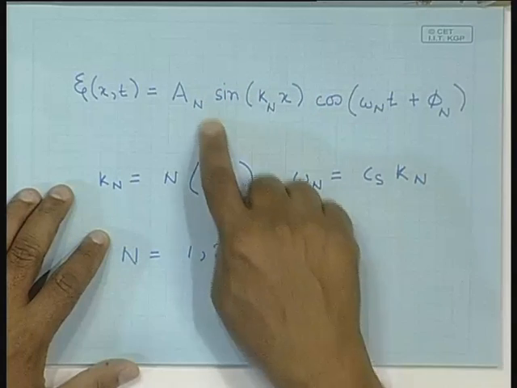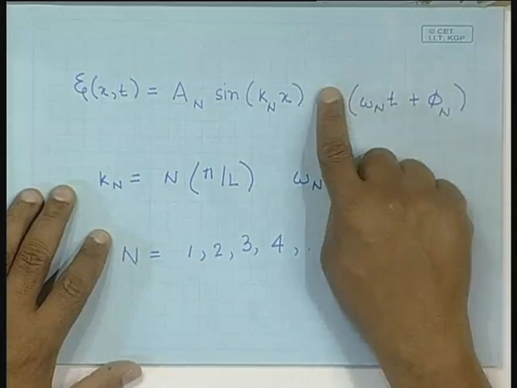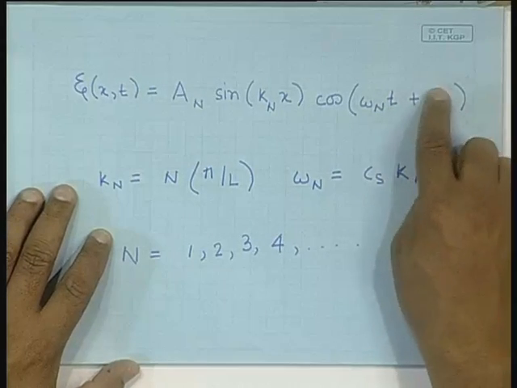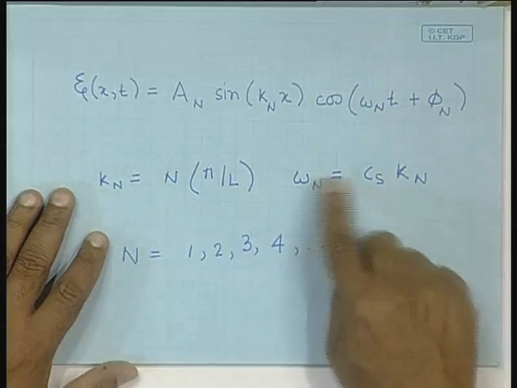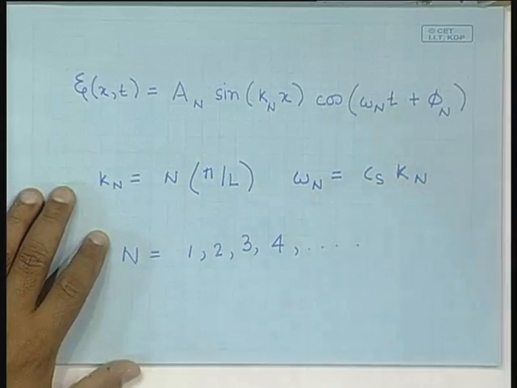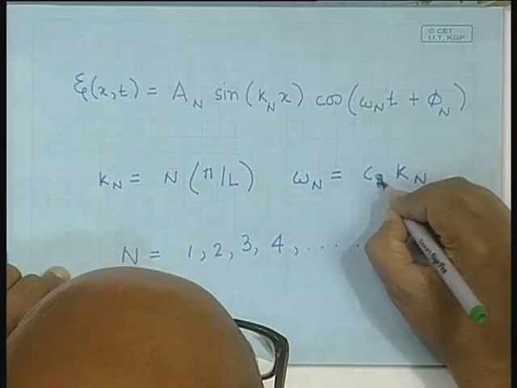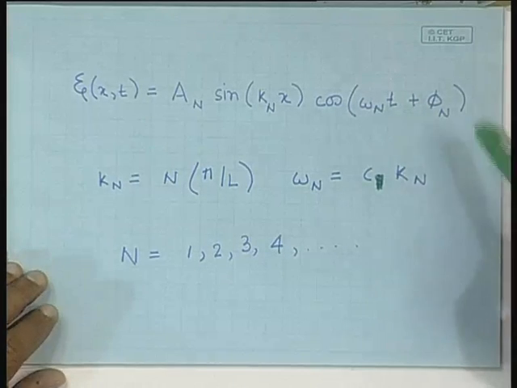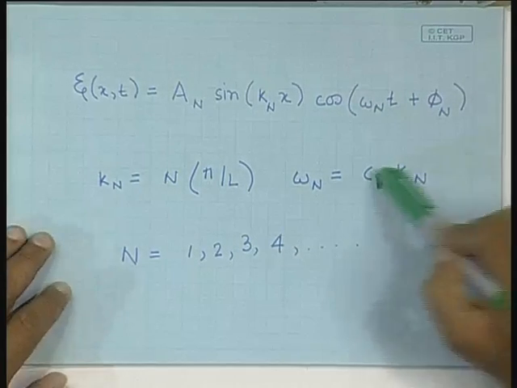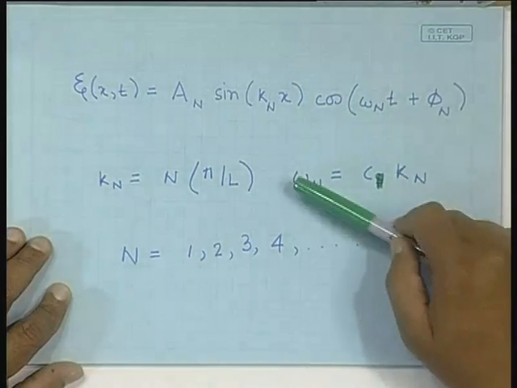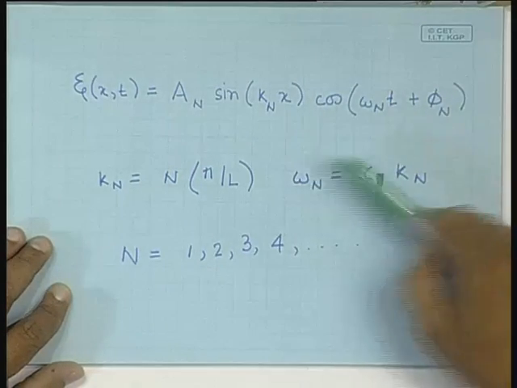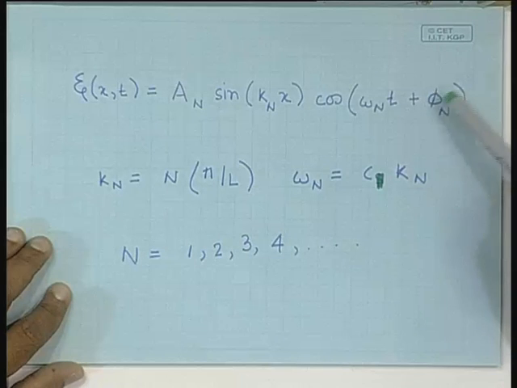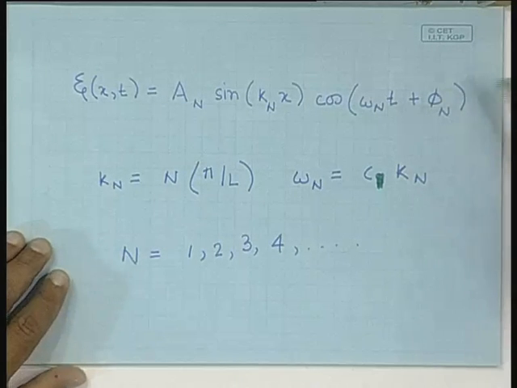This spatial function will be multiplied by a temporal time dependent function cos omega n t plus phi n. So phi n is the phase which is determined by the initial condition, and omega n is Cs, or C, here I have been using C. So let me get rid of the S, it is C into k n. C is the phase velocity of waves in that medium, the square root of T, the tension, divided by mass per unit length. So omega n is C into the wave number k, plus some arbitrary phase phi n which is decided by the initial condition.